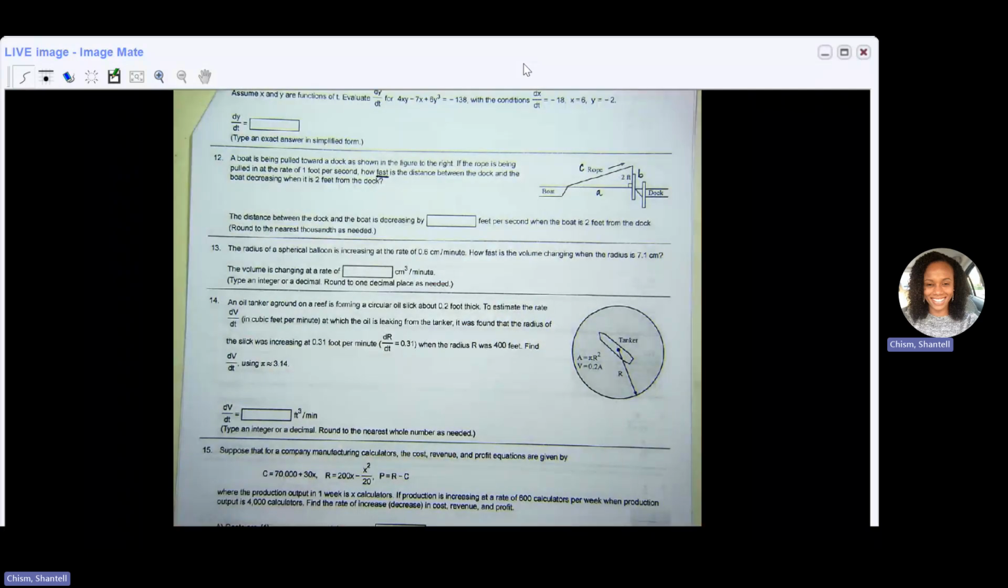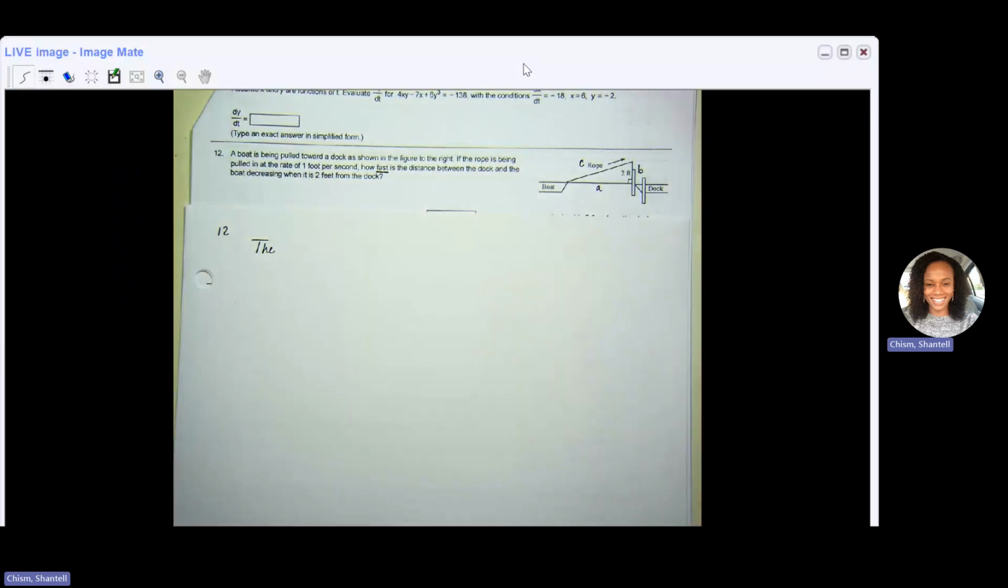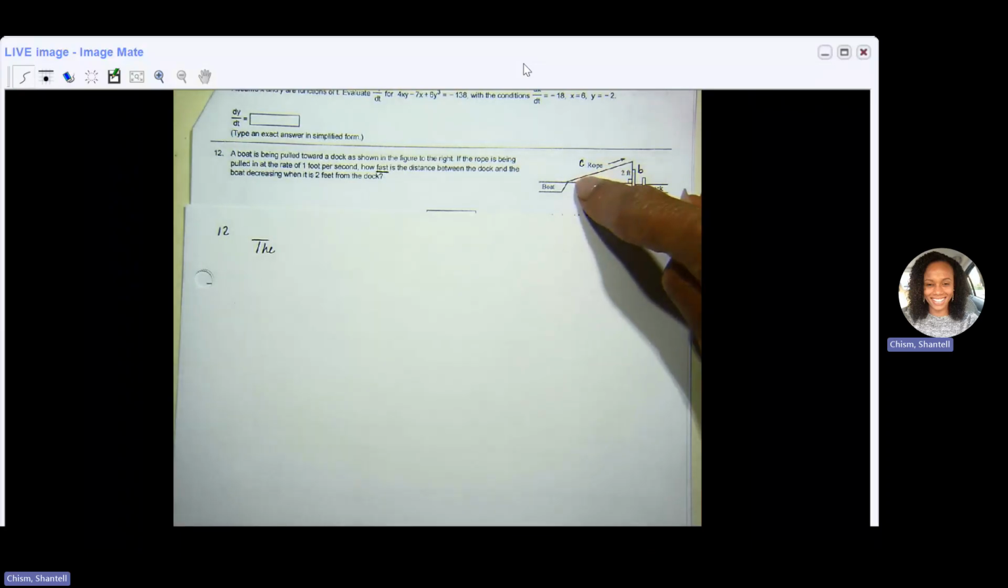Okay. So let's see what we know. Let me get some paper here. It says the rope is being pulled, so I'm going to jot that down. This is number 12. Now, when you're dealing with these related rates problems, sometimes a formula will jump out at you. You are dealing with a right triangle. When I see a right triangle, I tend to lean towards trig functions or the Pythagorean theorem. In this case, I'm definitely dealing with the Pythagorean theorem because I don't know anything about the angles, but I know some things about the sides of the triangle.